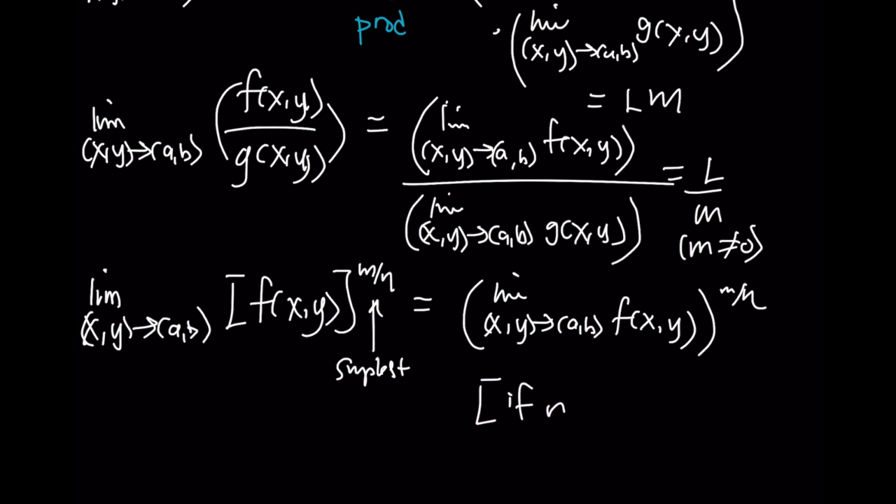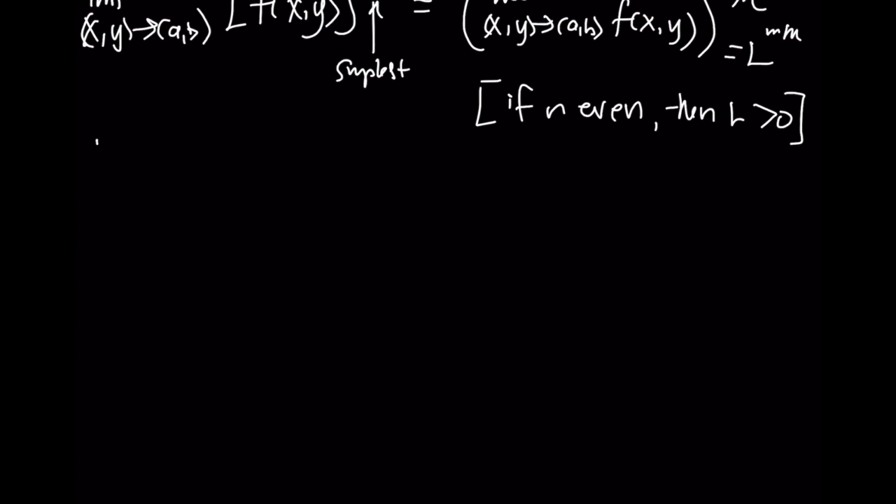Now, if this n is even, so we're talking about even roots, fourth roots, square roots, etc., then we need to have the value of L being greater than or equal to 0. There are other things that can be proven, like the squeeze theorem, but for now, this will suffice.